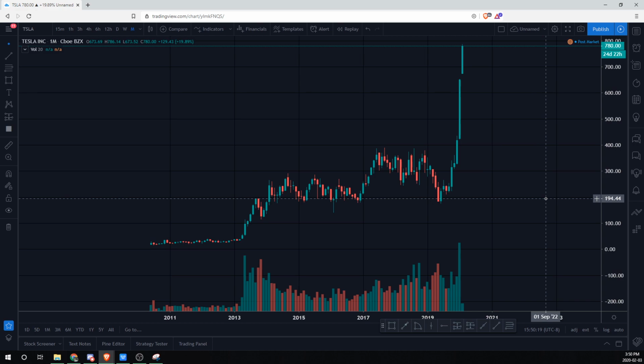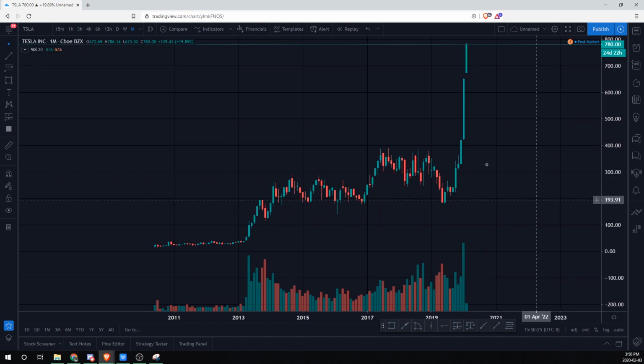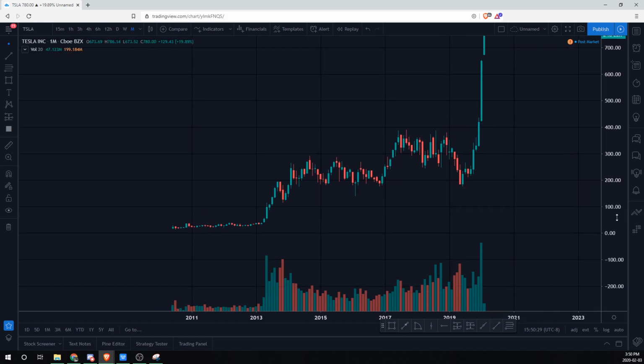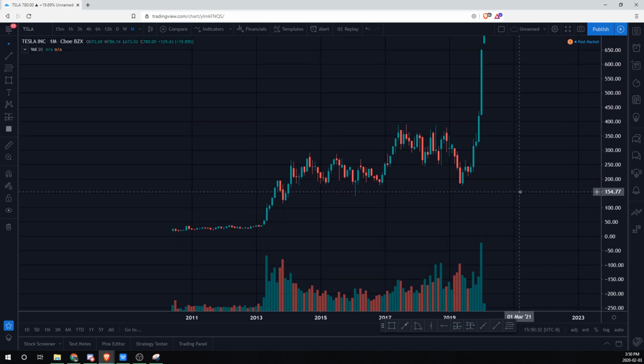So talking about the chart, not really talking about anything else, diving right into the monthly, and then we'll go over the different time frames. The first thing, we're not going to talk about this massive move. We're just going to talk about the structure of the chart before we had that massive move to the downside, because it looked normal before that happened.